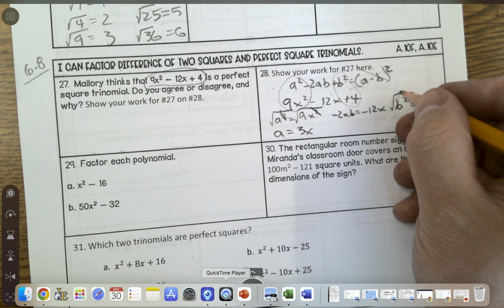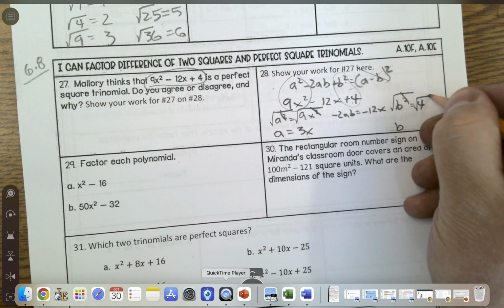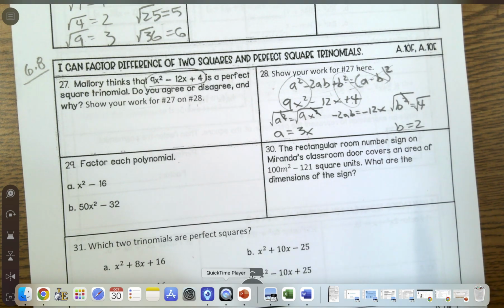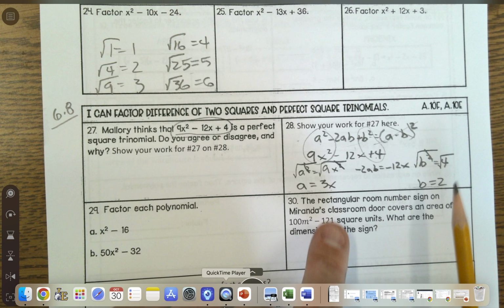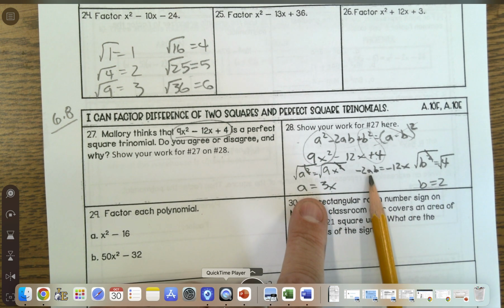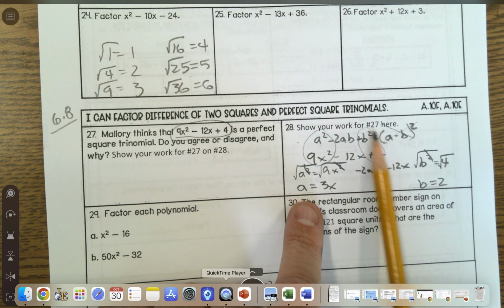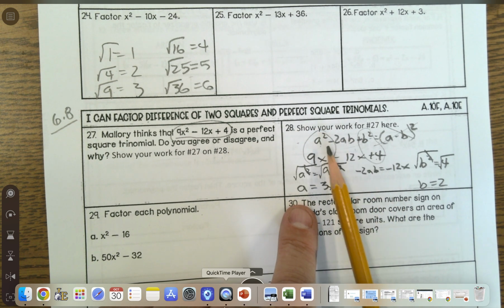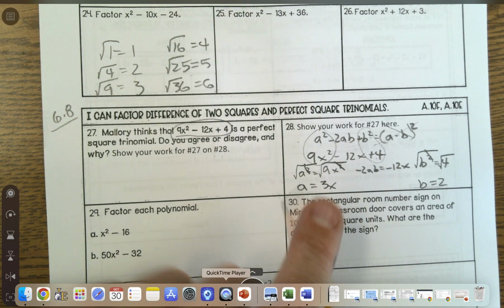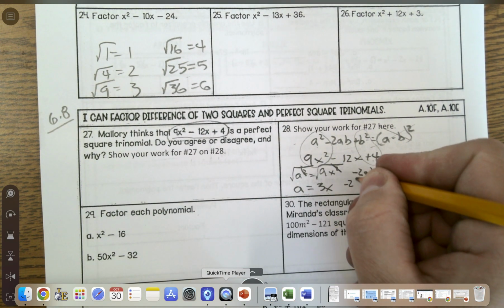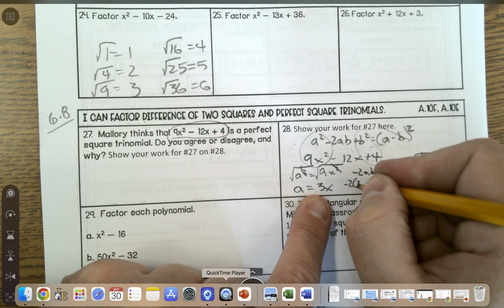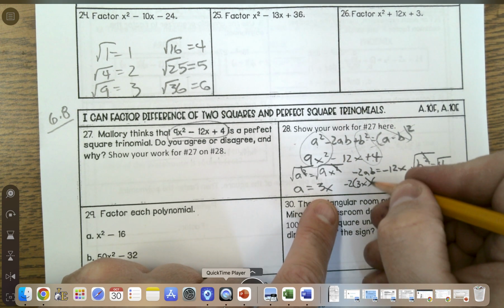And if I square root 4, it gives me a 2. So notice right now, 4 is a perfect square because it becomes 2. And now that I know what A and B are, I can substitute A and B here. And if it matches negative 12, then this is a perfect square because it matches this formula here. So I'm going to put negative 2, my A is a 3x, my B is a 2, and let's see if that equals 12x.